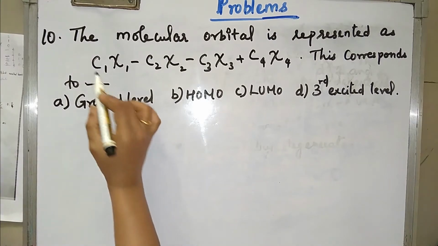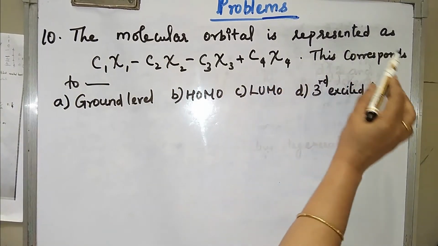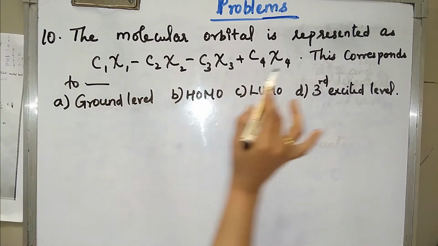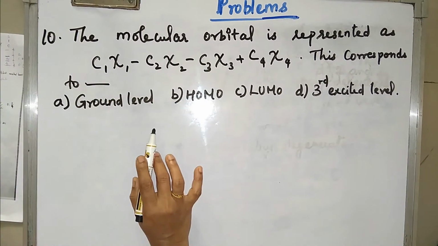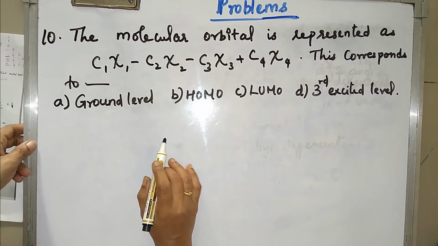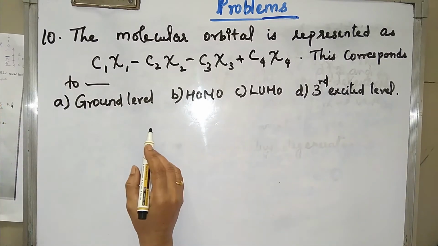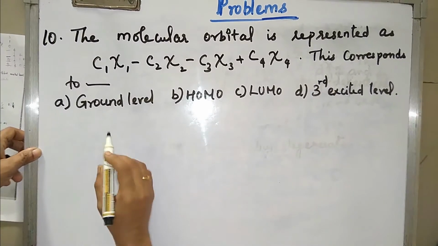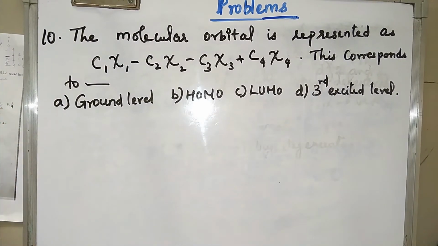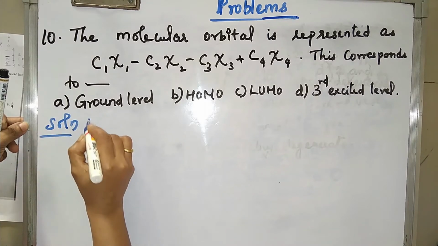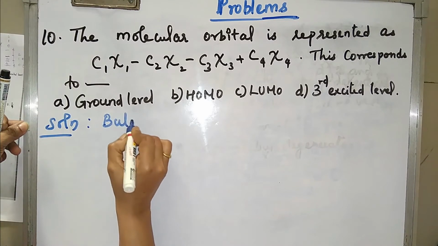In this 10th problem, the molecular orbital is represented as this. Which state does this correspond to? Which level is this? They are asking: ground level, HOMO, LUMO, or third excited state. If you see the 4 carbon atoms, we can easily say that it is butadiene. If 4 carbon atoms are there, then we can say that is butadiene.